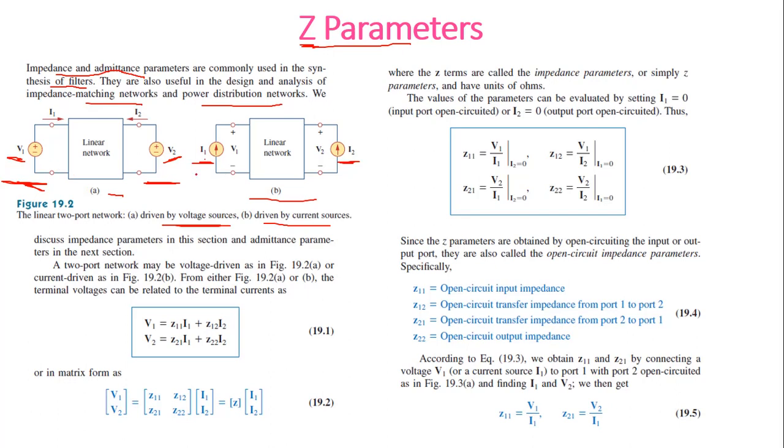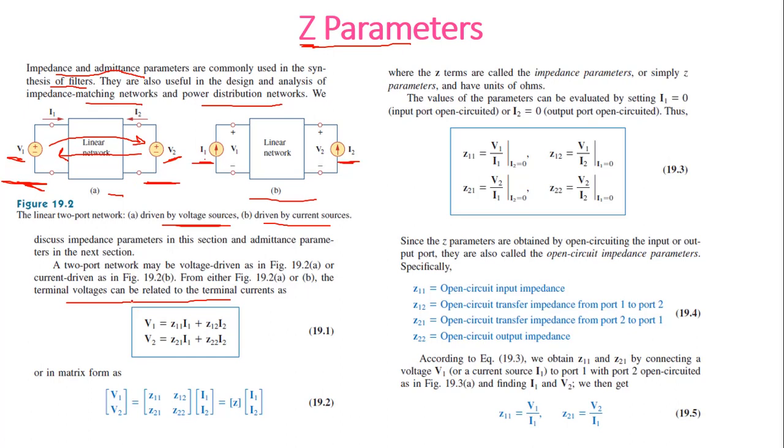From these two networks we can relate the terminal voltages and currents. So we are going to relate V1, V2, I1 and I2. We are talking about the impedance parameters, so just apply Ohm's law: V is equal to I into R. Now we are talking about two-port networks, so we are discussing how one terminal affects the other, and similarly the other affecting this one.